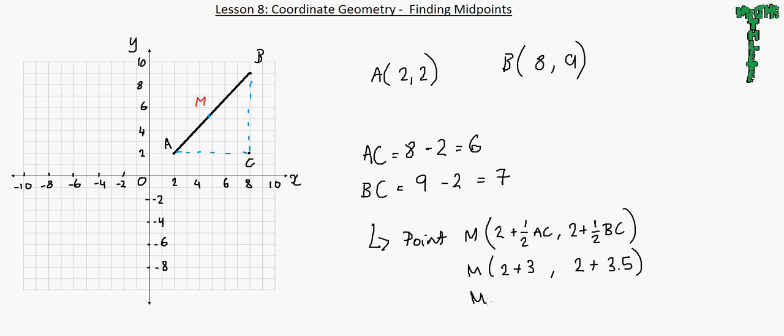And so finally, M is 5 and 5.5. So that will be the coordinates of M. And if we look at it, if we draw lines to it, it should be here then. I underestimated. So yeah, exactly. So you go down and you'll notice that the coordinates of the midpoint M are 5 and 5.5, which is just between 5 and 6.